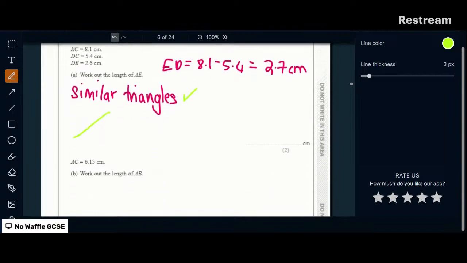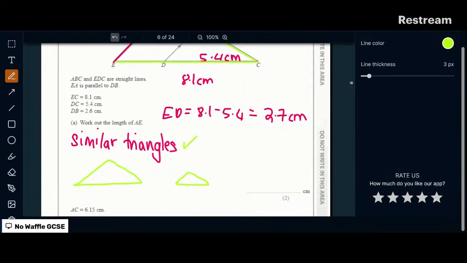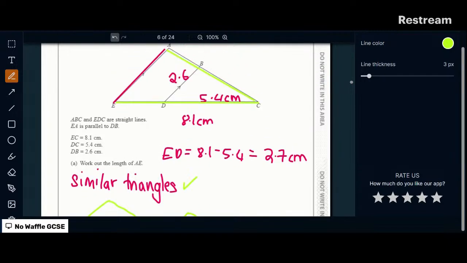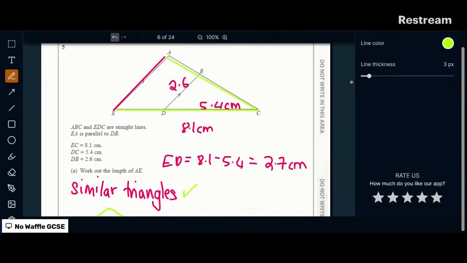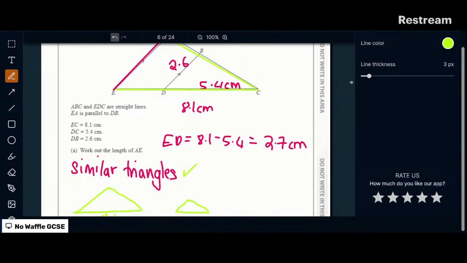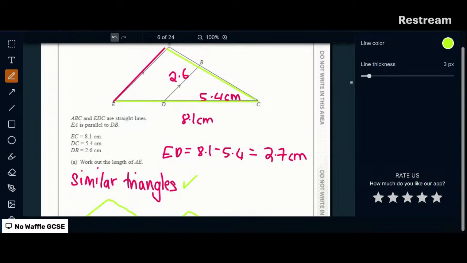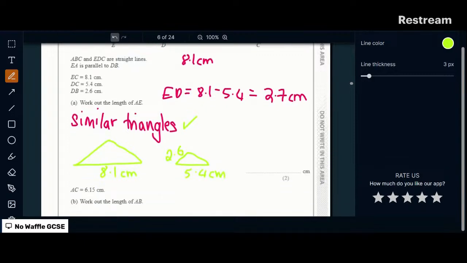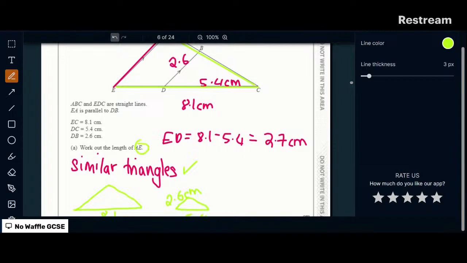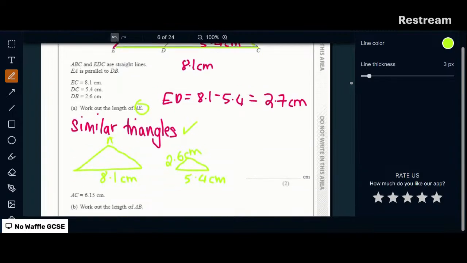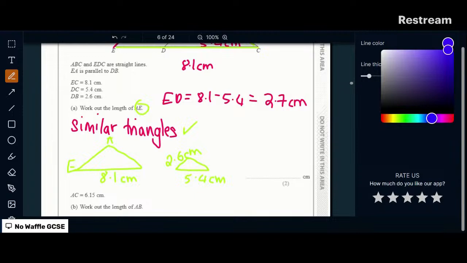So we've got our two triangles here. This is 5.4 centimeters. This is 8.1 centimeters. We don't know what BC or AC are. That's what we would work out. We know that this is 2.6. And we are trying to find out AE, which on our diagram would be this length here. So just using scalar multiples, what is the scalar factor? Well, you're going from 8.1 to 5.6.